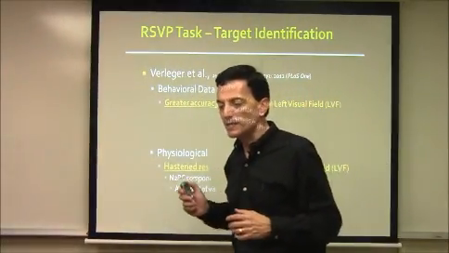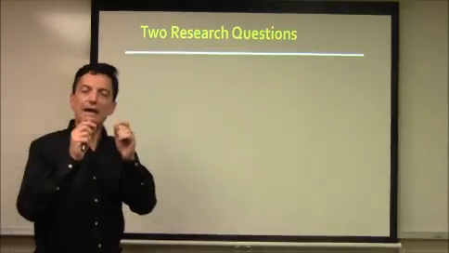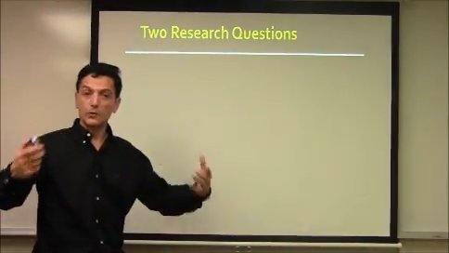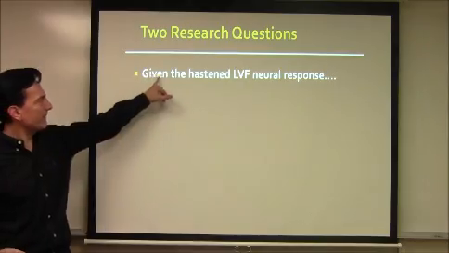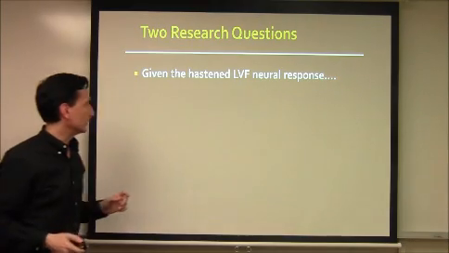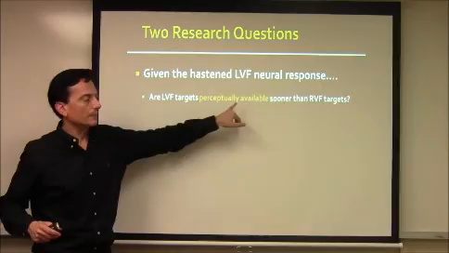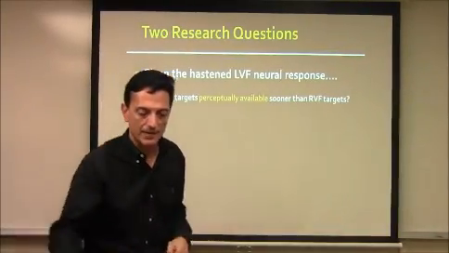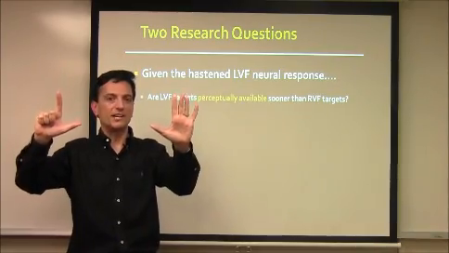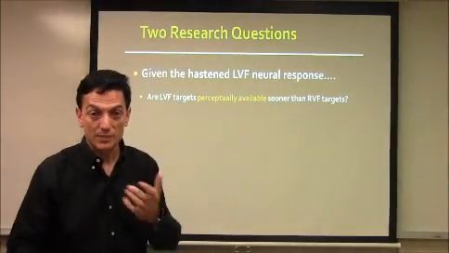And in this particular case, the participants were performing a letter identification task better on the left than on the right. The fact that you have this physiological hastening, an asymmetry in the neurological response, raises for me very important perceptual questions. Given the hastened left visual field neural response, so left visual field, right parietal lobe, is it the case that LVF targets are perceptually available sooner than RVF targets? Okay, so these two targets are physically synchronized out here in the real world, but given that the response neurologically to one of those is hastened, is that hastened neurological response perceptually available to you?